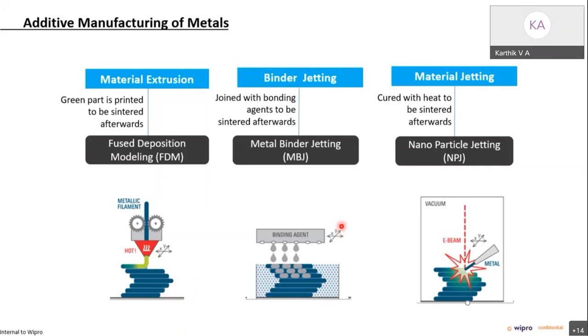We also have binder jetting, metal binder jetting in case of metals. We have the raw material in the form of a powder and we have a binding agent. So basically for each layer of fabrication, once the powder is spread onto the build platform, we have a binding agent. This binding agent varies depending upon the type of raw material. And for certain applications, we have multiple binding agents, and for certain applications, it's restricted.